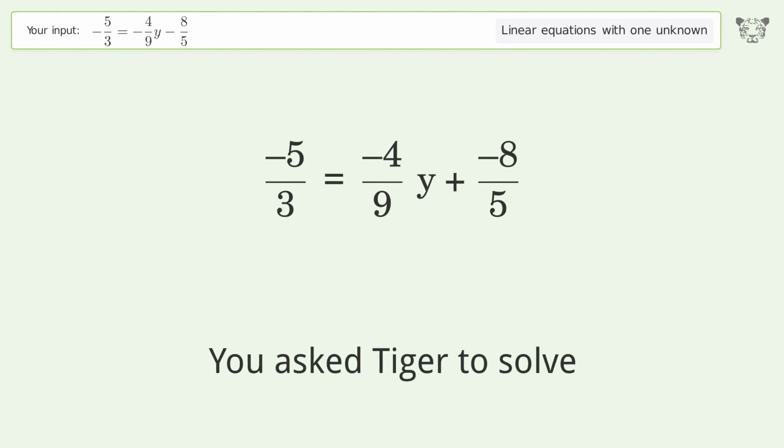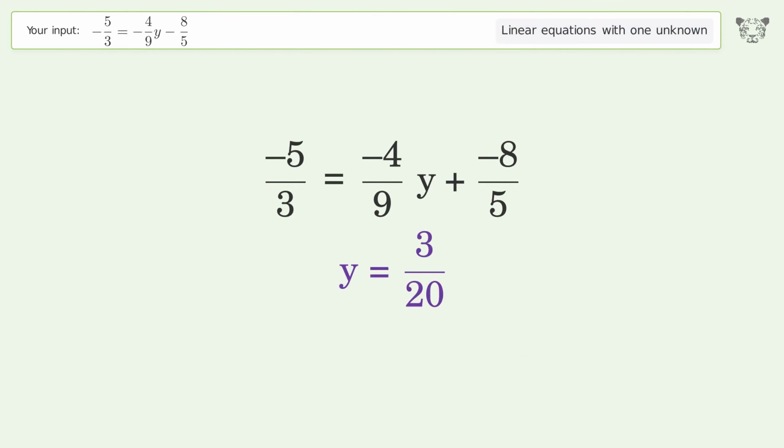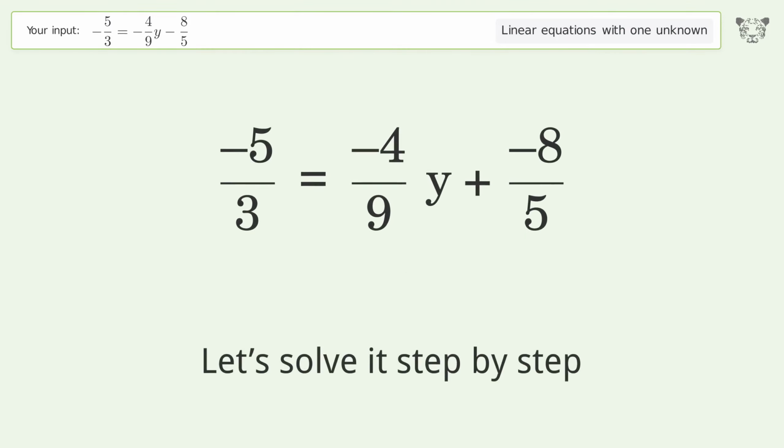You ask Tiger to solve. This deals with linear equations with one unknown. The final result is y equals 3/20. Let's solve it step by step.